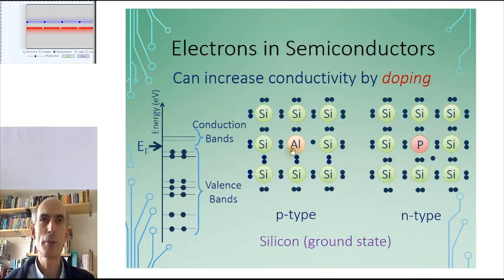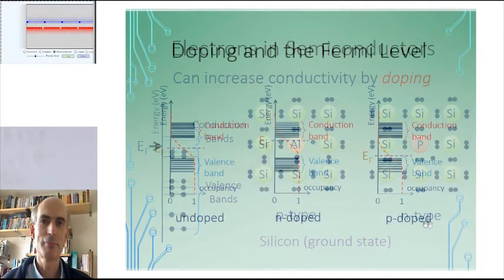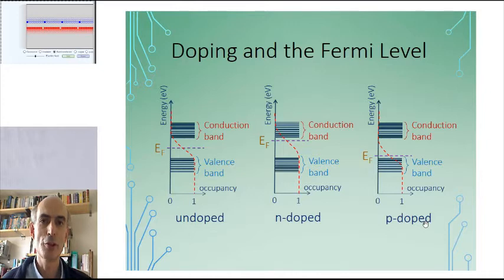Removing an electron produces what's known as a P-type semiconductor. Adding an extra electron produces what is known as an N-type semiconductor. In terms of the energy levels, this is what's happening.